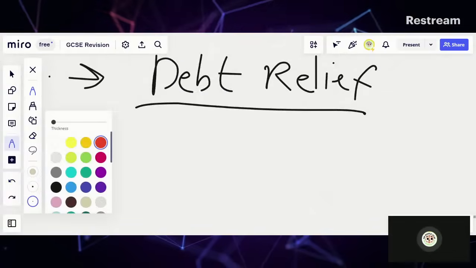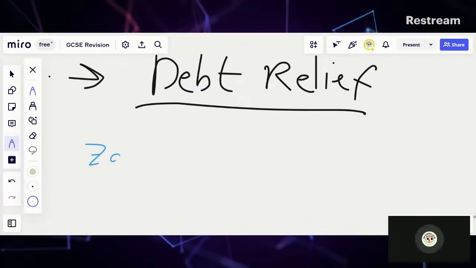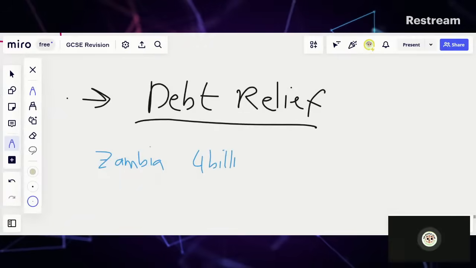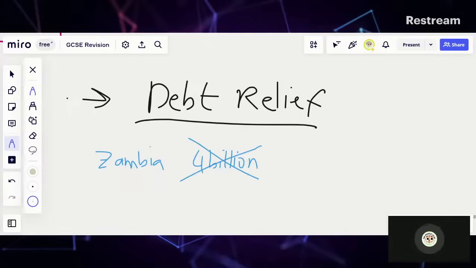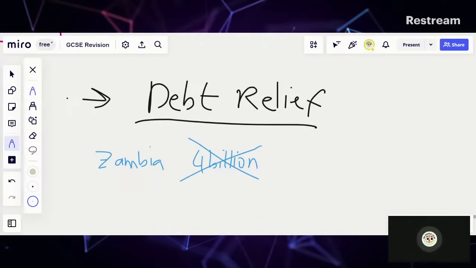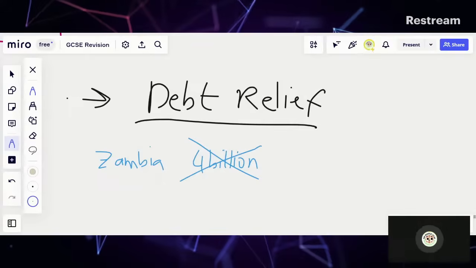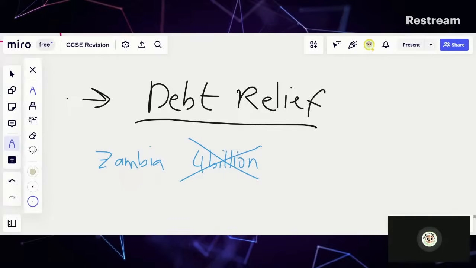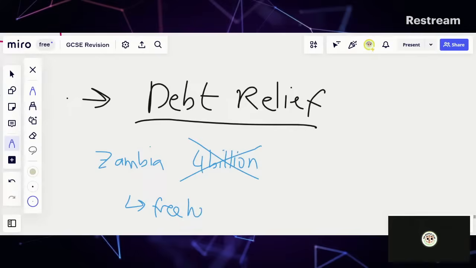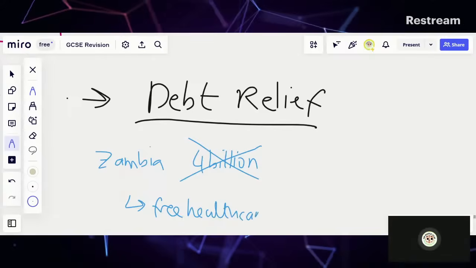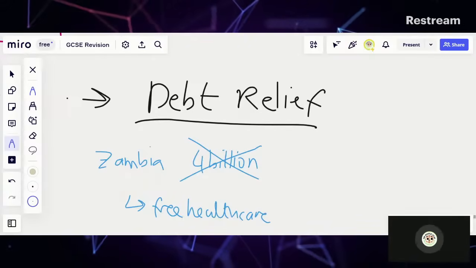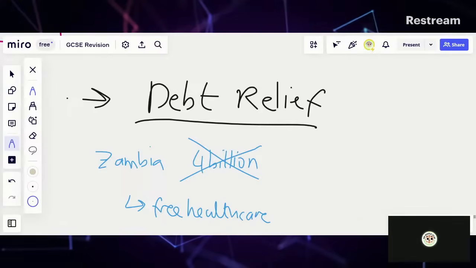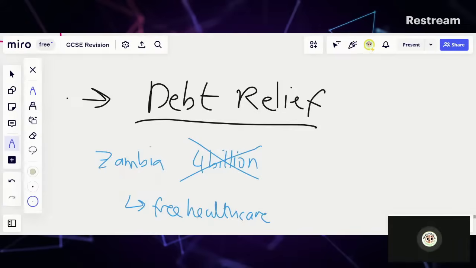For example, where this was used was Zambia. Zambia had a 4 billion US dollar debt, and this was all cleared. So this is all gone. This lifted a massive weight off their shoulders, and they didn't have to pay back this debt, and instead they turned the money into giving free healthcare. So this shows a really positive example of how debt relief can improve development, as it has helped so many people in that country to survive simple and treatable diseases.